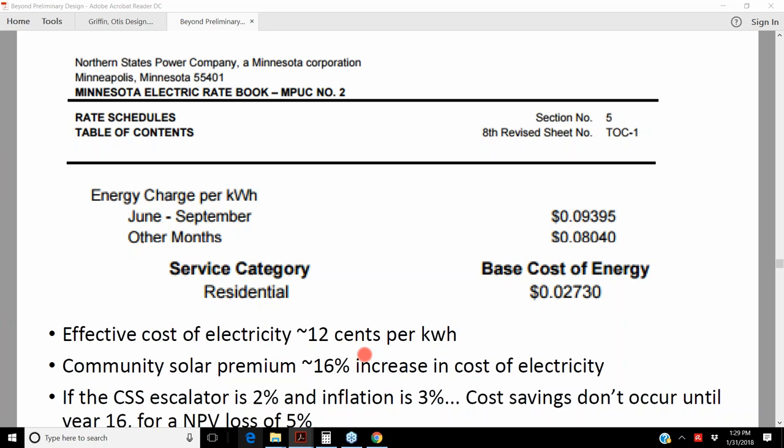So it's kind of counterintuitive. But through this program, they've convinced customers to increase their electric bills. And furthermore, if you increase your electric bill today by 16%, even if the escalator is below the average inflationary cost, you're still not going to break even on the project. Over that 20-year term, you're going to take about a 5% loss on your project value, and you're not even going to end up really saving money, where your rate is less than the retail price, until well into the tail end of the project.